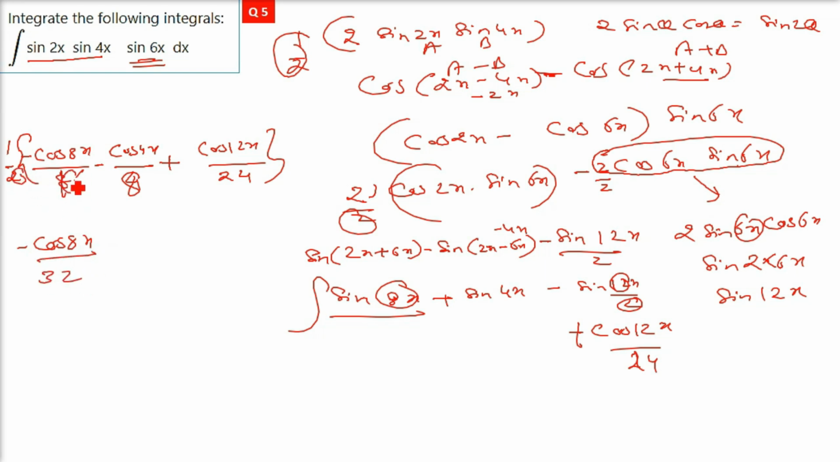Now multiply everything by 2. Minus cos 8x by 32, minus cos 4x by 16, plus cos 12x divided by 24 into 2, which is 48. And this is plus the constant of integration. This is your final result.